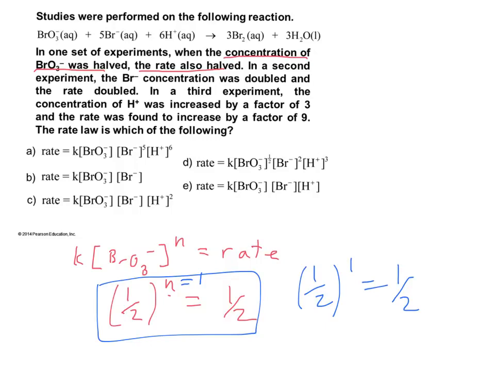So I can go through my choices here, and anything that doesn't have bromate as a first order I can cross out. So I can cross that out since it has bromate to a 1/2 power. So that's gone.